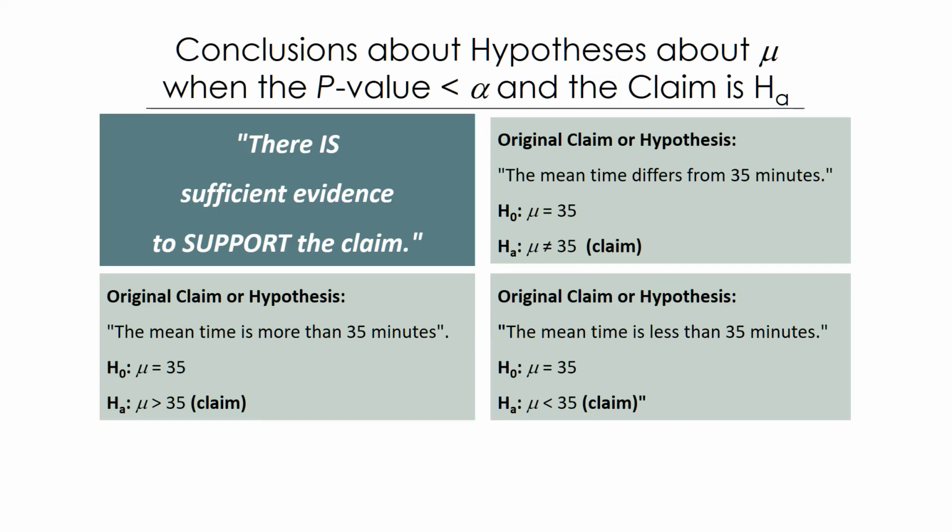When the claim is HA, the alternative hypothesis, those were the other 3 cases. In those cases, if the p-value is less than alpha and we're rejecting H0, we support HA. And so our conclusion would be that there is sufficient evidence to support the claim.